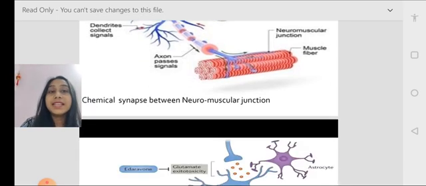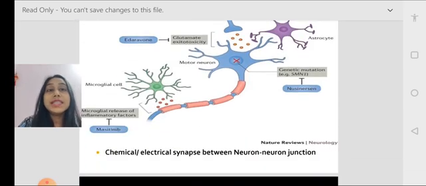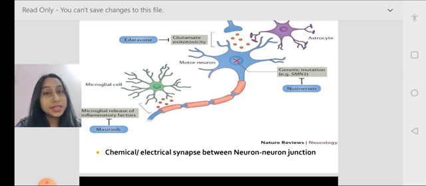Let us take another kind of junction. This junction in the image is what? It's a neuron-neuron junction. This neuron-neuron junction is present between two neurons, the axonal terminal of one neuron and the dendrite of another neuron. So this kind of neuron-neuron junction can be both chemical and electrical.